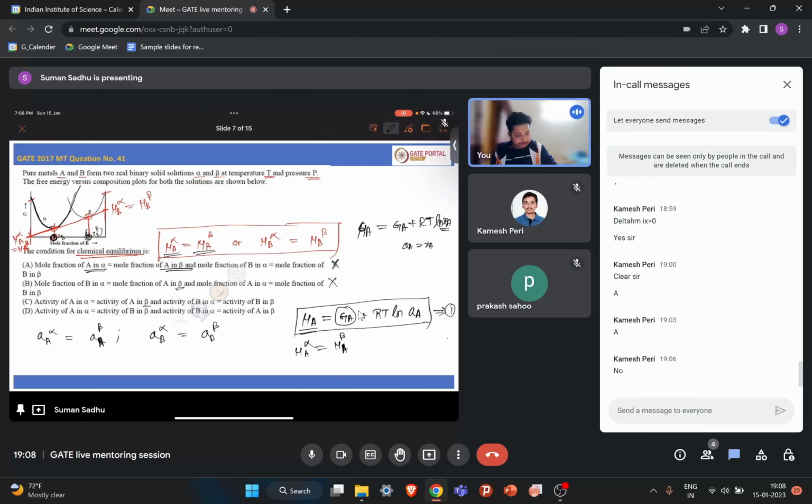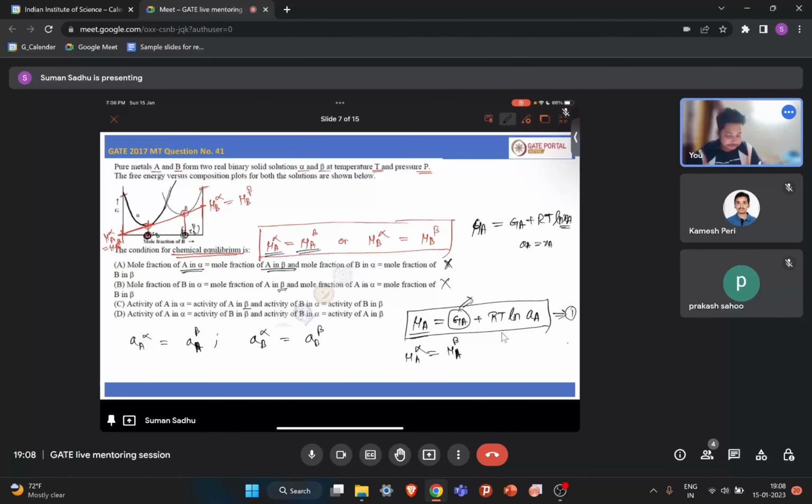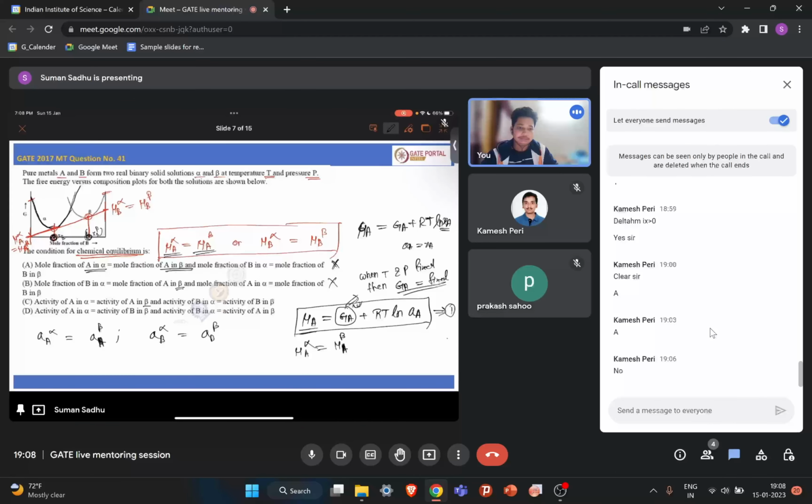Now, what is G A? G A is your molar free energy at constant temperature and constant pressure for pure A, right? So when T and P are fixed, G A is also fixed, because this is for pure A. There is no dependency on composition. For pure A, G is a function of temperature and pressure only. It doesn't depend on composition. So the molar free energy is also fixed.